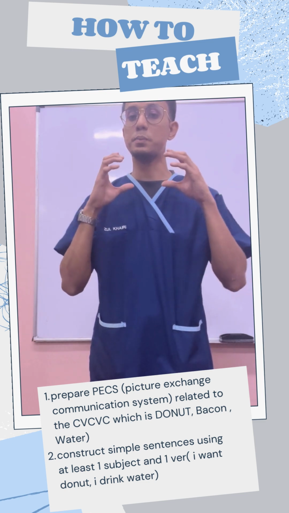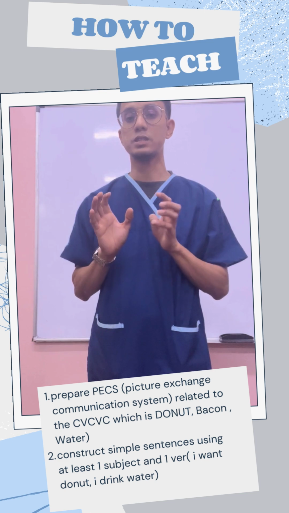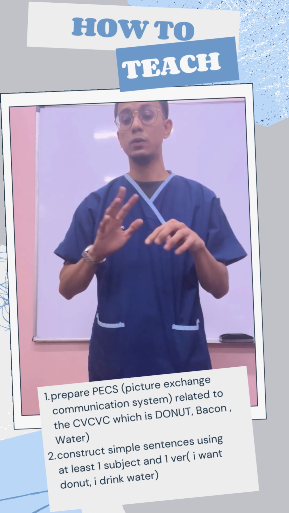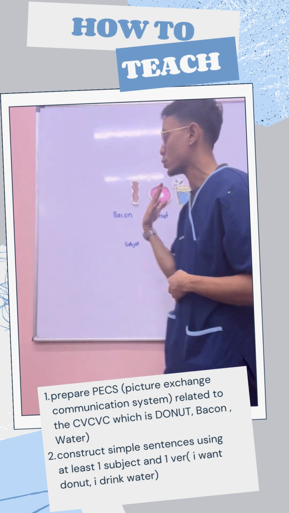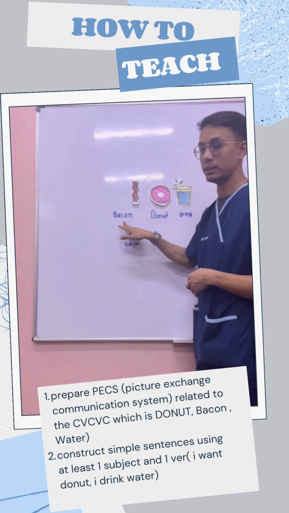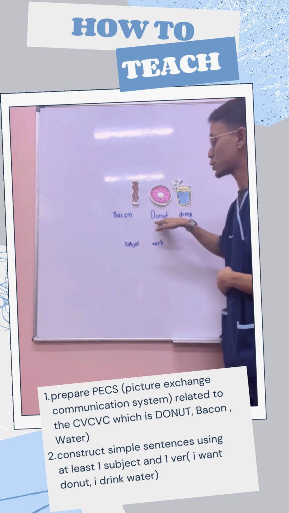So the first one is prepared text, which consists of CVCVC, which is consonant, vowel, consonant, vowel, consonant. So like this one, these three. So I prepare bacon, I prepare donut, and also drink.